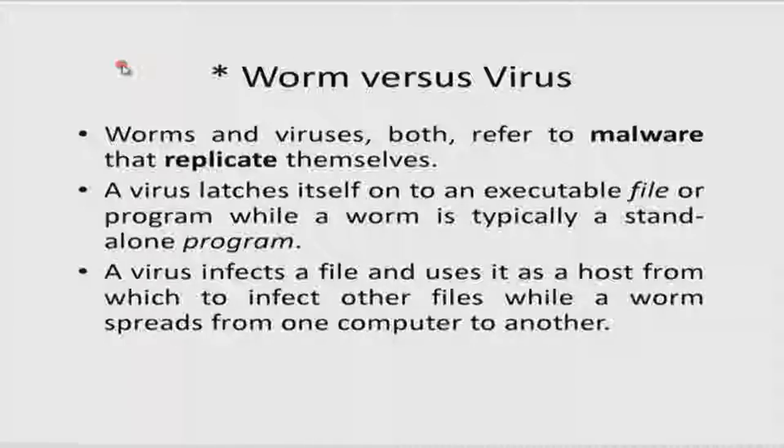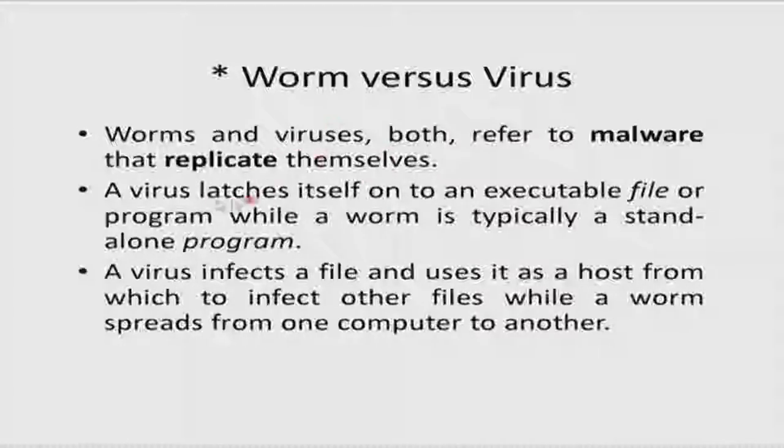Okay. So this is a little session here on malware. We start with the basic definitions, worm versus virus versus bot, Trojan and so on. So worms and viruses both refer to malware that replicate themselves. So the difference between a worm and a virus on the one hand and a Trojan is that these things have code inside them to replicate.